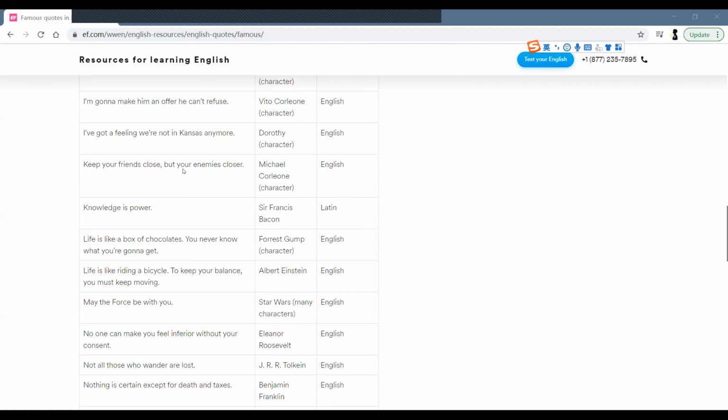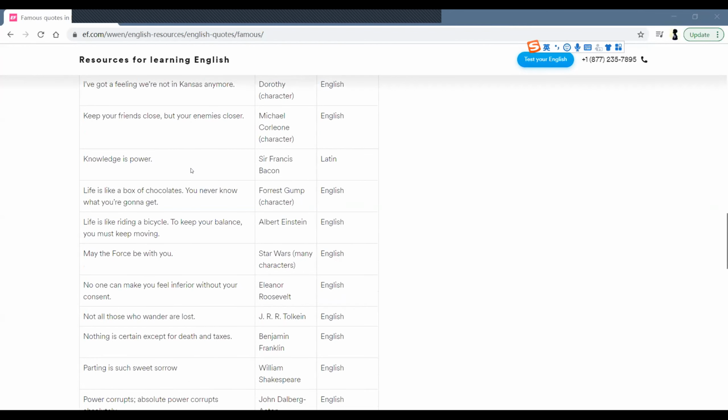"Life is like a box of chocolates. You never know what you're gonna get." That's from Forrest Gump, a really famous character in a movie. If someone gives you a box of chocolates, you don't know what kind of chocolates they got you. So you have to expect the unexpected, I guess. Expect anything.